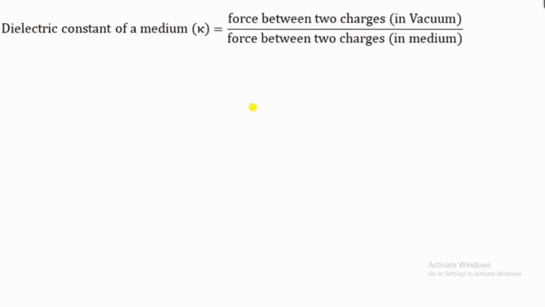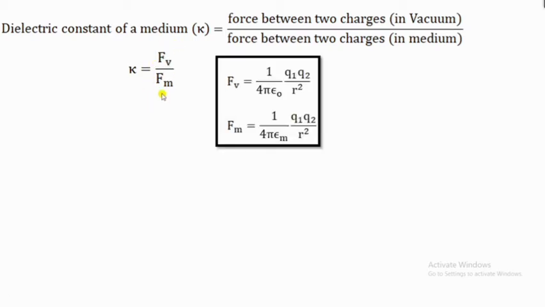Now we will derive the formula for relative permittivity. As we already know, the dielectric constant, and this is not K, this is kappa. There is a difference between K and kappa, so while writing, make sure that they look different. So dielectric constant is F vacuum by F medium, and we already know F vacuum is 1 by 4 pi epsilon naught. Epsilon naught is the permittivity of free space, and F medium is given by this expression, with epsilon medium, epsilon M. So this is the permittivity of the medium.